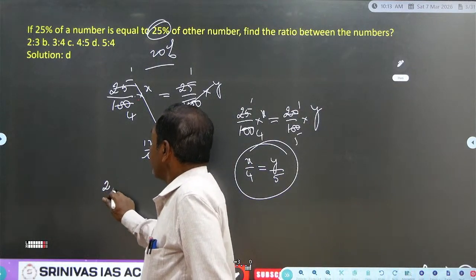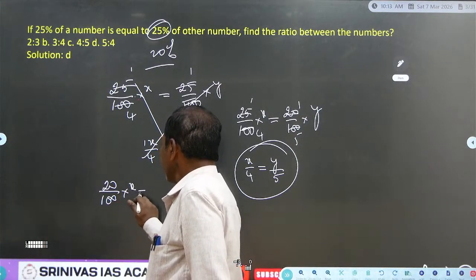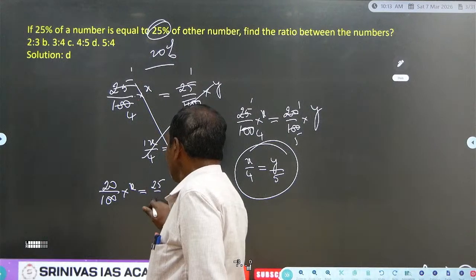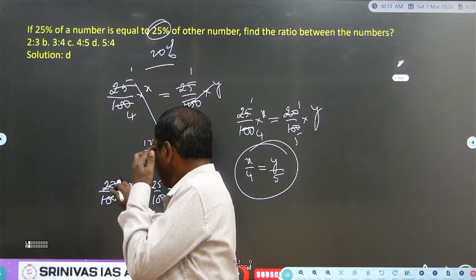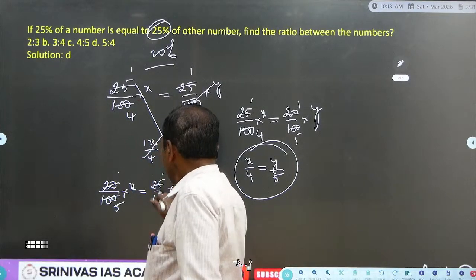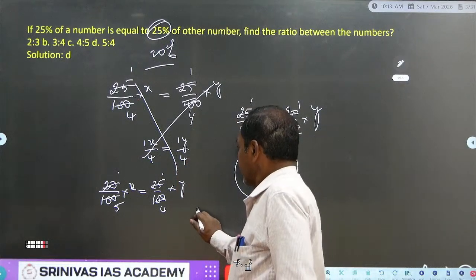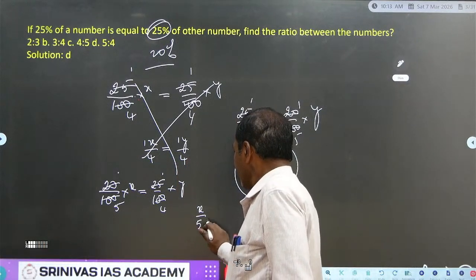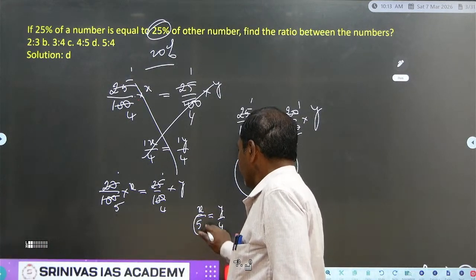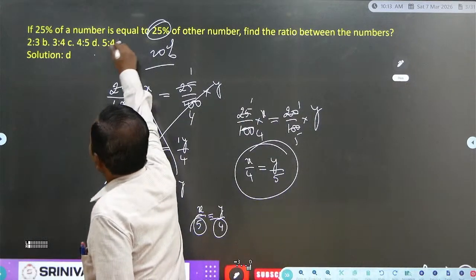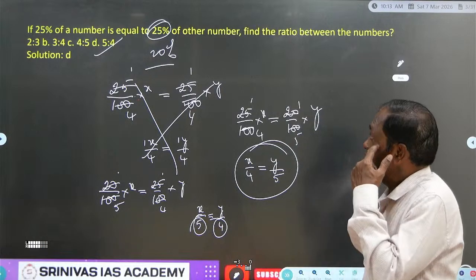Hopefully, this is the first one, maybe 20%. 20% of x is equal to 25% of y. It may be like this. This is 1 and 4. So that is x by 5 is to y by 4. So 5 is to 4. It's like that. Anyway, there is an error in the question.